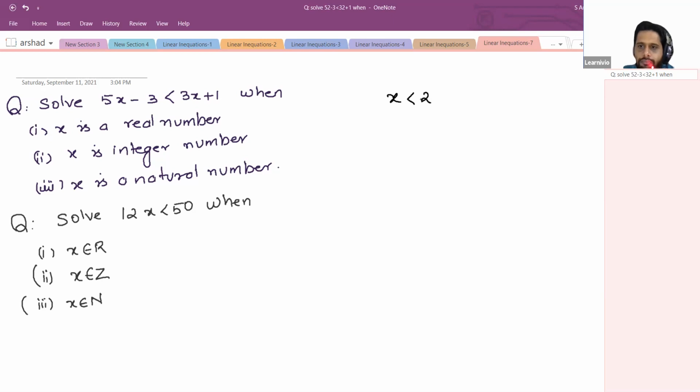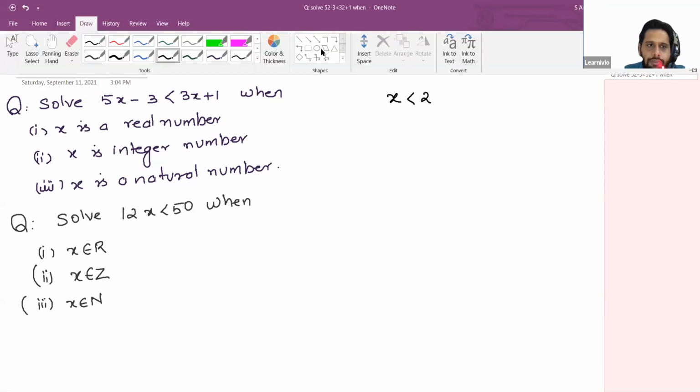Sir, can you show the representation once more? Yes, sure. Iram and Joan, did you complete the first part? Yes. Okay, very good. Joan, this completed first one. Yes. Okay, so now we will represent this on the number line.